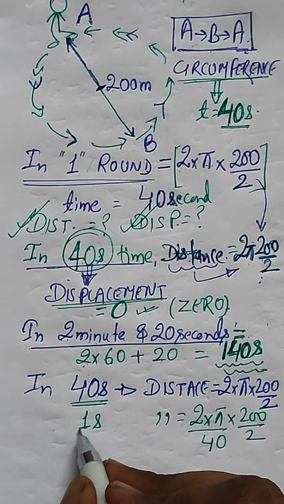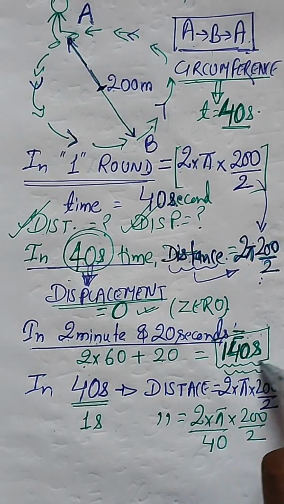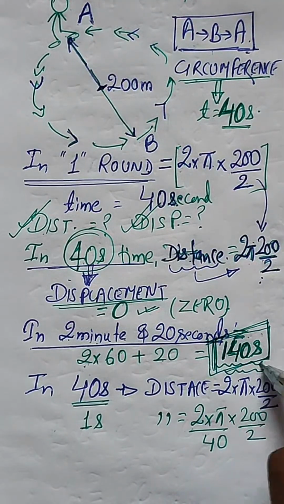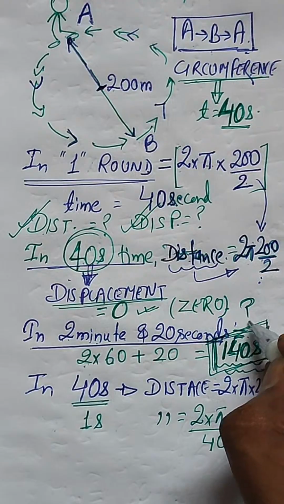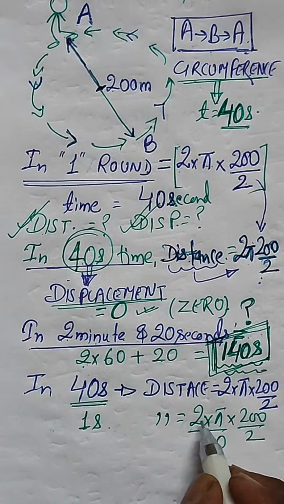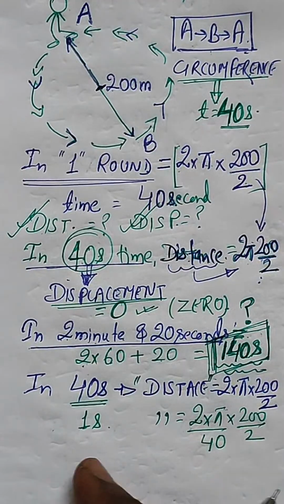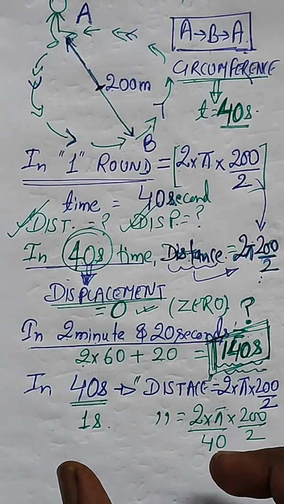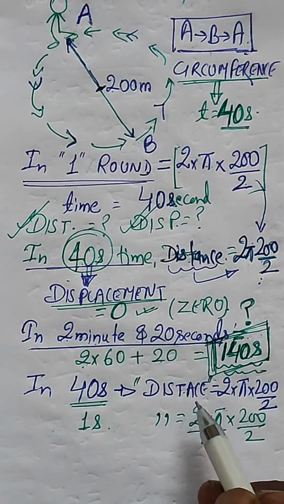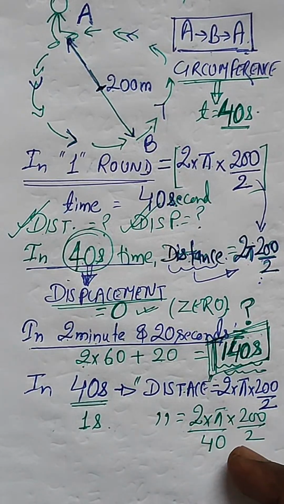So here you can see we need to find in 140 seconds of time. This is the question which is asked, that in 140 seconds of time what is the distance and displacement that we need to calculate, right? So if in 1 second this much distance is covered, mind the word distance. Distance means the total, how much traveling you did. So that is the distance. But in case of displacement, it is the minimum distance between the starting and the end.